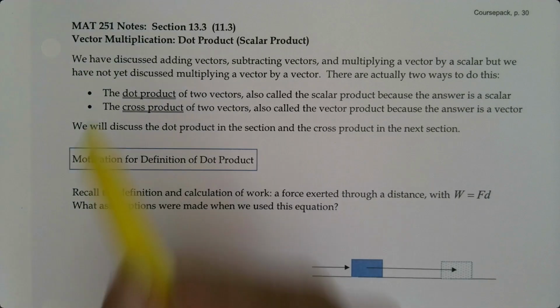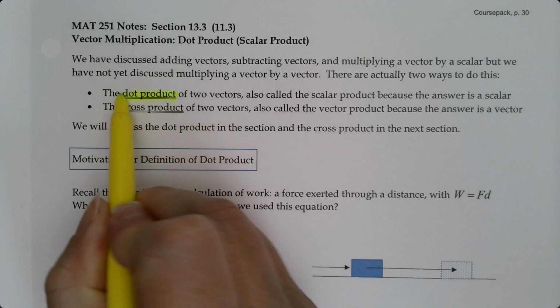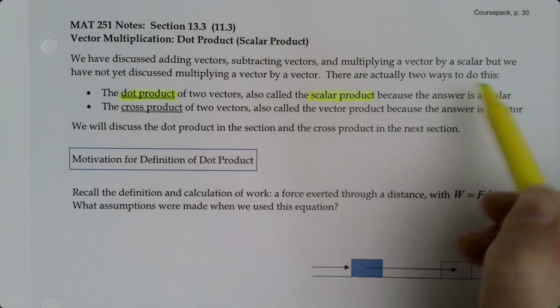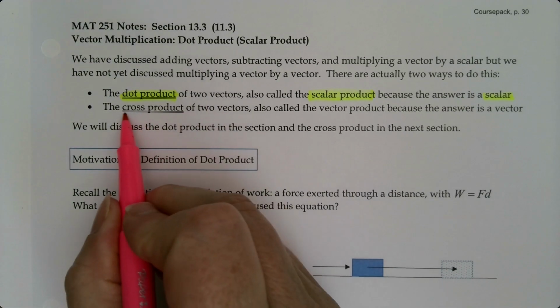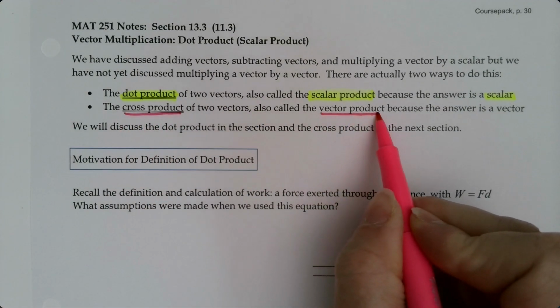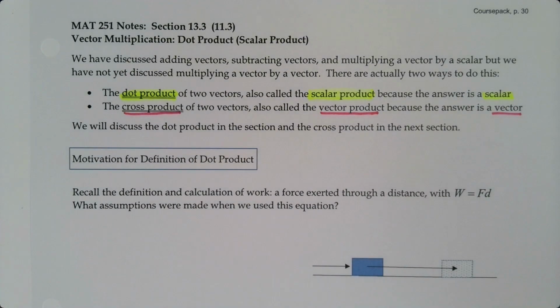A dot product is also known as a scalar product because the result will be a scalar, i.e. a number. Whereas the cross product, which we'll learn in the next section, will be called a vector product because the result is a vector.